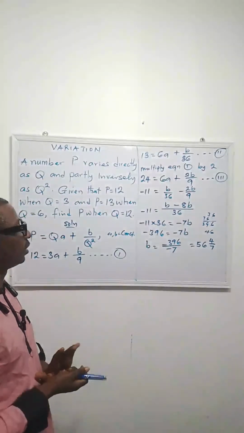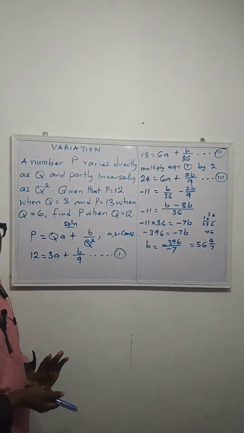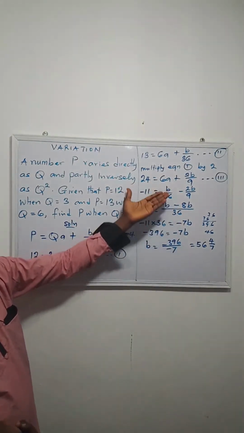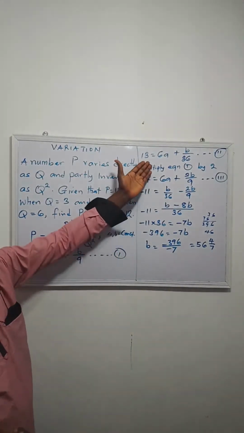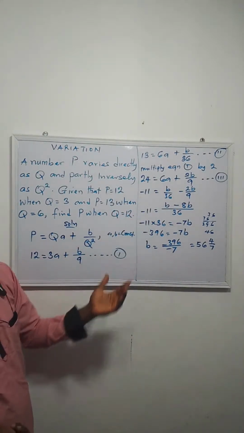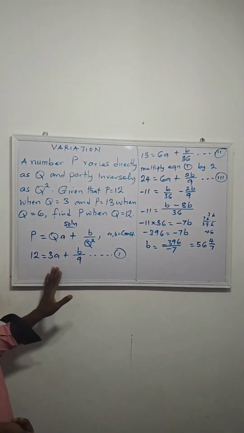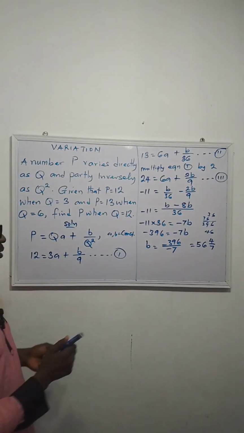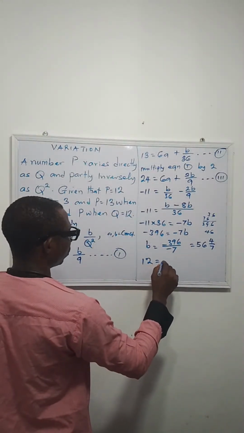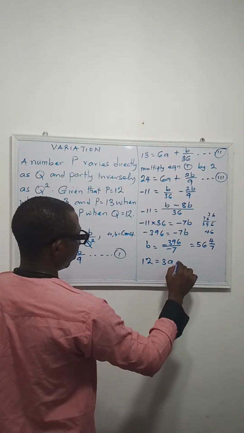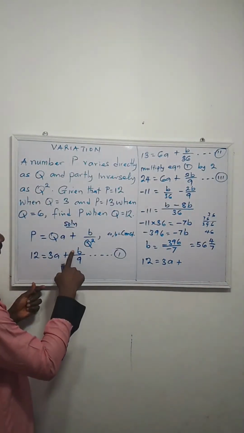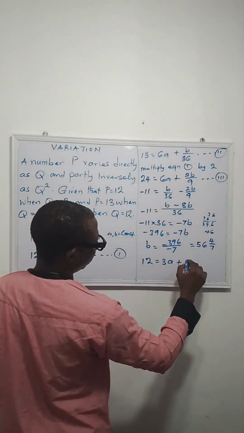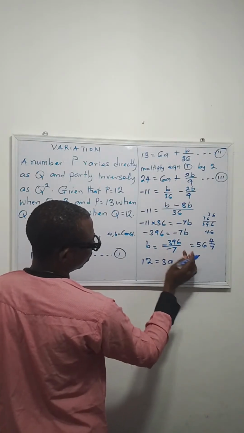Now, the next thing is to see how we get the value of a. We just plug the value of b into any of the equations, either equation 1 or equation 2 or equation 3. Which one will be better? I would prefer this because the values here seem to be small. We have 12 equals to 3a plus b divided by 9. Now the value of b is this.